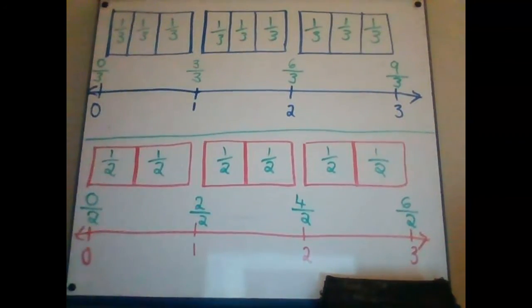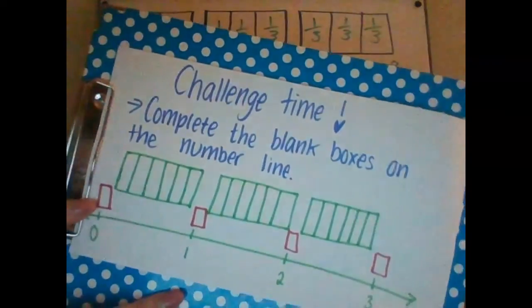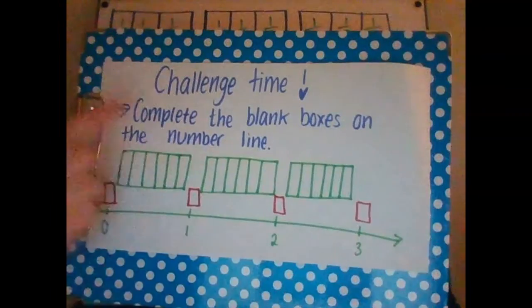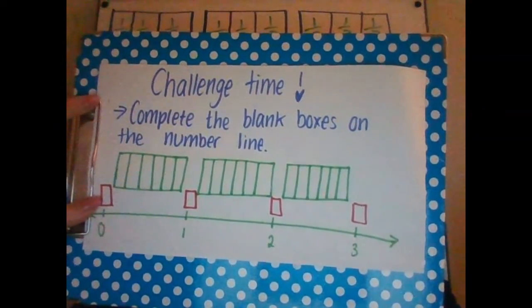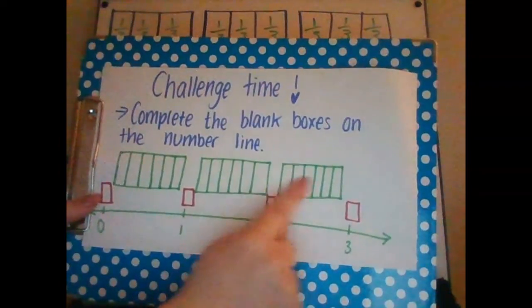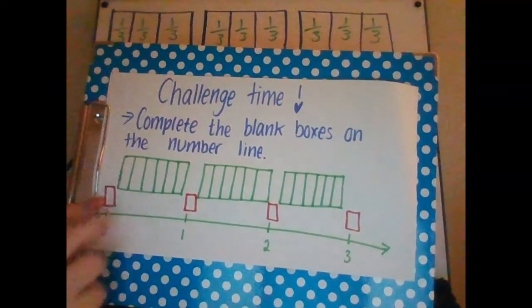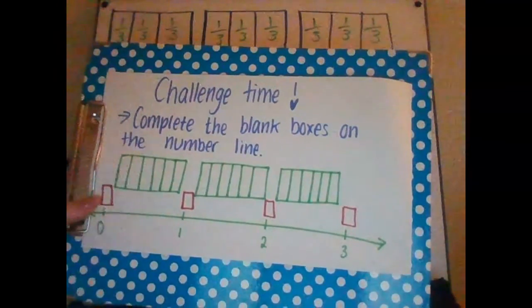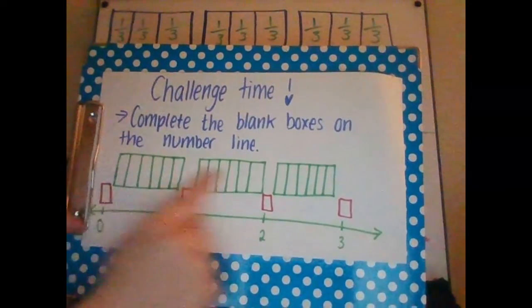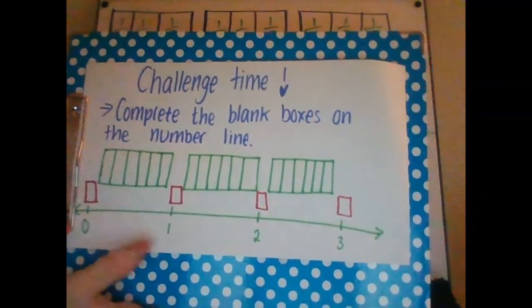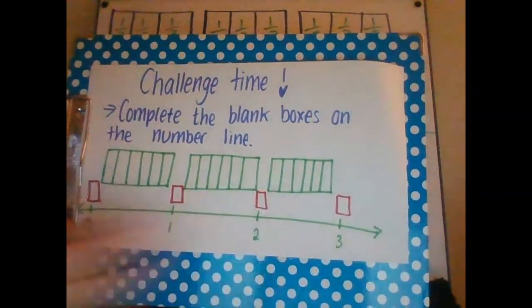All right? So, before you start on our lesson, I have a challenge for you. Challenge time. Complete the blank boxes on the number line. So same thing. Here's 3 wholes. 1, 2, 3 wholes. You need to draw it with 1, 2, 3, 4, 5, 6 equal parts in all. All right. Draw your number line out. Pause the screen if you need to see it. Fill out your number line just as we did in our lesson.